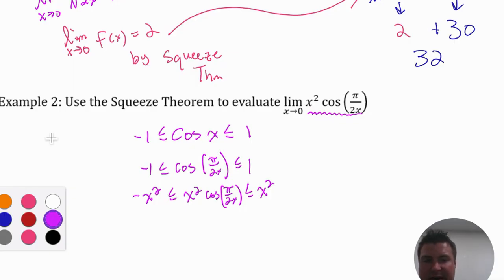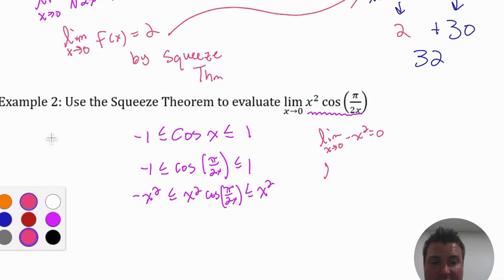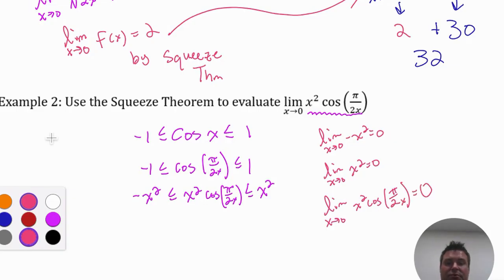So now I can go ahead and state that the limit as x approaches 0 of negative x squared is equal to 0. Limit as x approaches 0 of x squared is equal to 0. Just by direct plug-in, that is sufficient to say now that the limit as x approaches 0 of x squared cosine of pi over 2x is indeed also equal to 0.